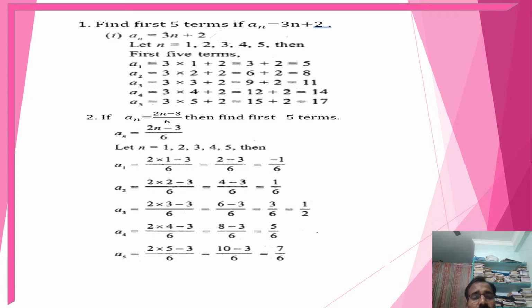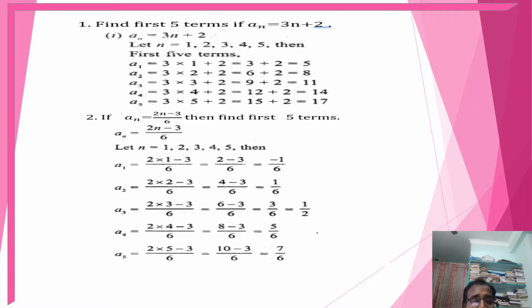a5: 3 into 5 plus 2, 15 plus 2, 17. Similarly, we can find the first 5 terms of a given sequence where an is defined as (2n minus 3) by 6. Substituting n equals 1, we get a1 as 2 into 1 minus 3 by 6, which is 2 minus 3 by 6, which is minus 1 by 6. Similarly, a2 is 2 into 2 minus 3 by 6, which is 4 minus 3 by 6, which is 1 by 6. Similarly, a3 is 2 into 3 minus 3 by 6, 6 minus 3 by 6, which is 3 by 6. The lowest form is 1 by 2.